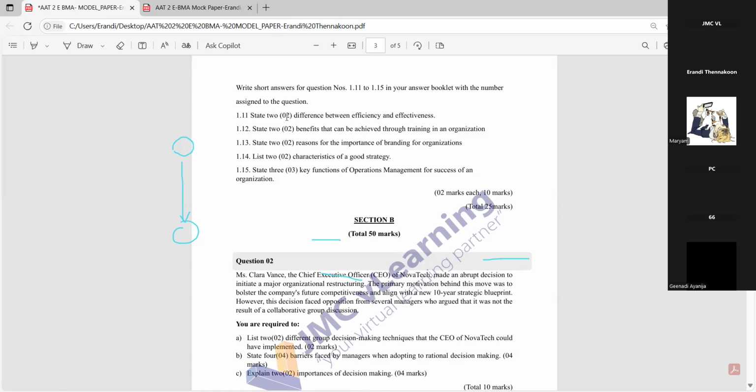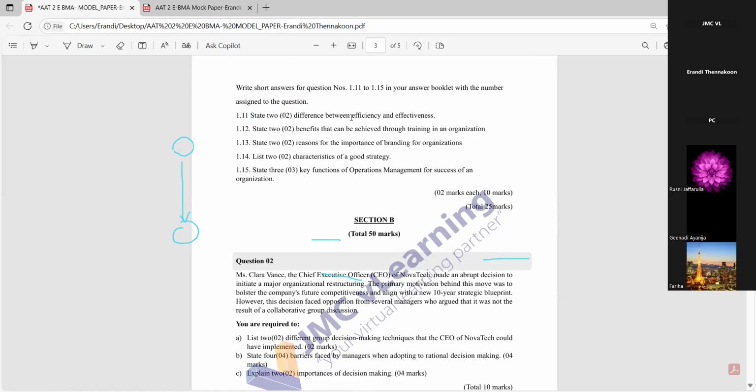So, state two differences between efficiency and effectiveness. Here I'm pretty sure that you will get a question on efficiency, effectiveness, or productivity. Each year there's at least one question from that, especially on efficiency and effectiveness. So you have to have a good idea about efficiency and effectiveness. That's my point of view, right?